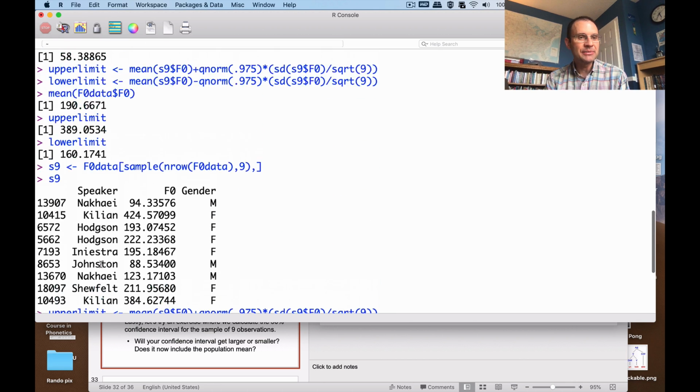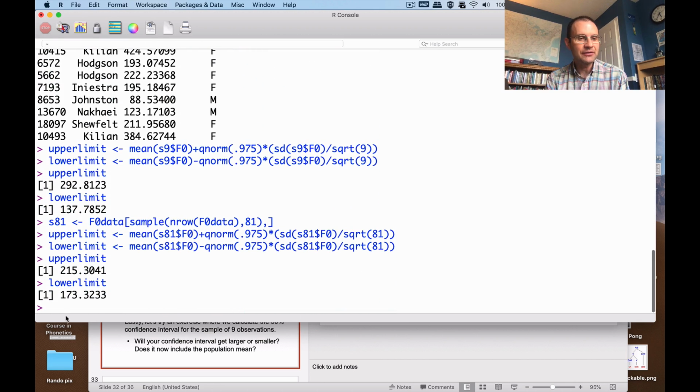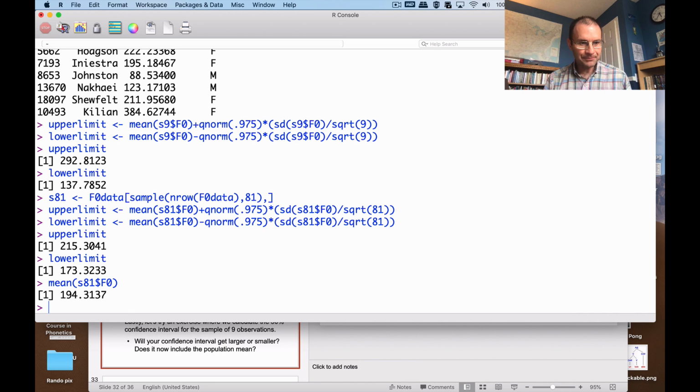We know that the population mean is 190.67, whatever. We didn't look at this, but we can take a look at what the mean of the sample is: 194. Generally speaking, this is going to be true: the more items that are in your sample, the bigger your n is, the more accurate your mean is going to be, the closer it will be to the population mean.